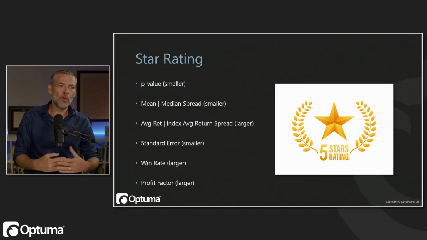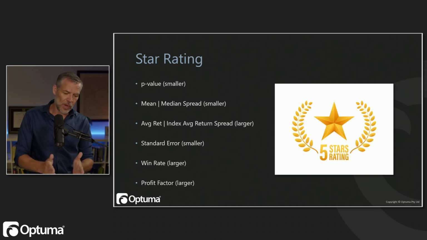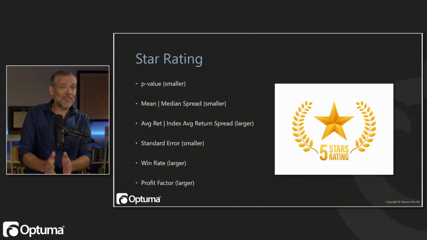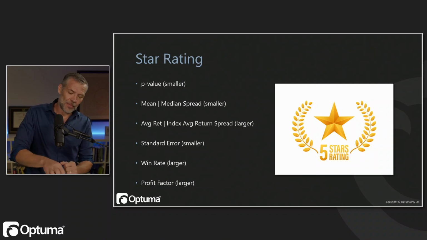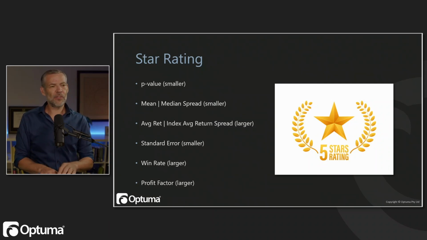So I'm looking for a small standard error. Win rate: how often does my strategy win? Ideally we want to be in the 55 to 75 range. Once I'm above 75, it's almost 5-star just on its own, because that's such a powerful signal. But the win rate's very important.